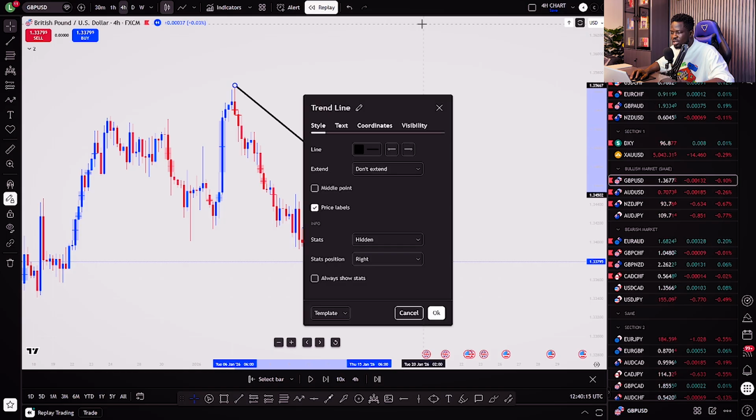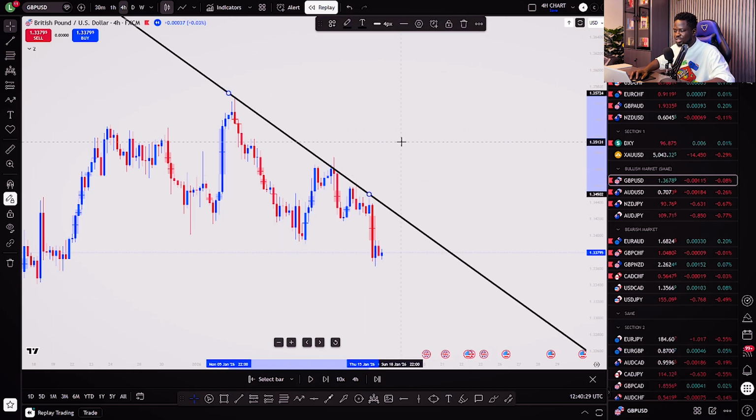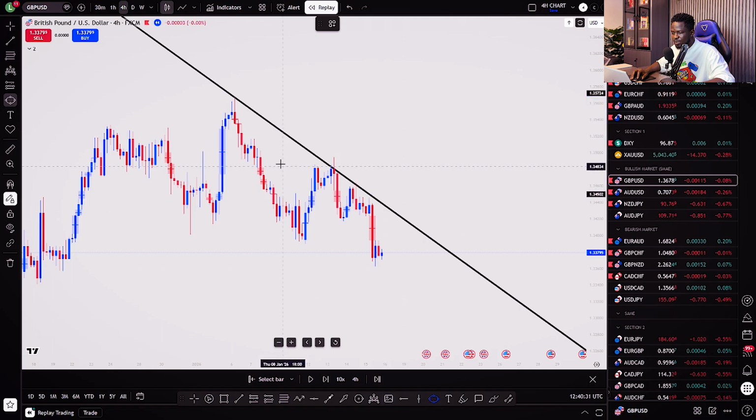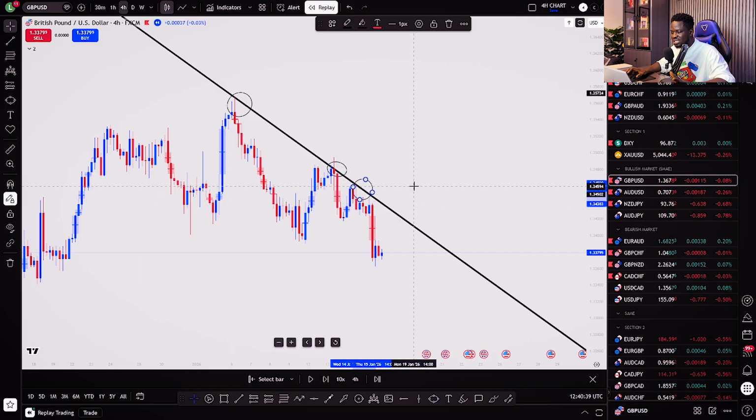Then I'm going to double click on it, click on this option here to bring out the extend left, then the extend right option. Then this is the extension of the trend lines. You can see that we have point A around this zone here, then point B, then another point C.